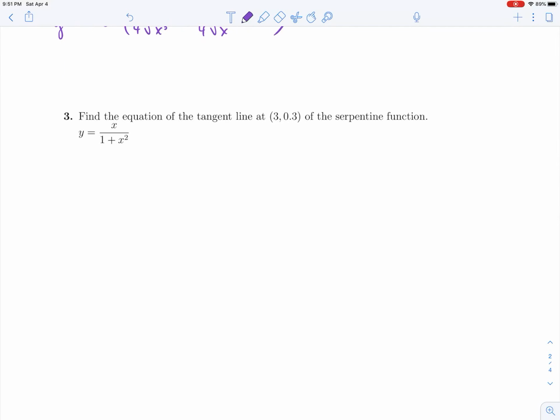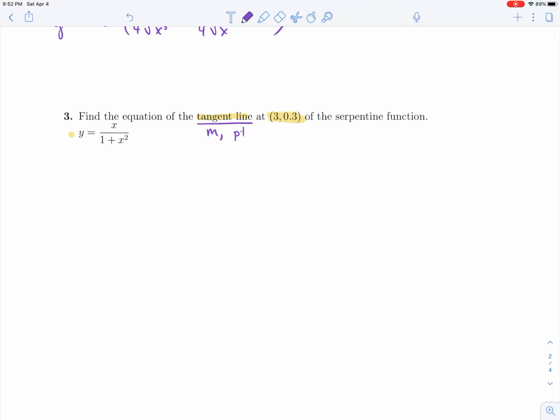The next example, find the equation of the tangent line at 3 comma 0.3 of the serpentine function. So if you graph this, then you'll see why it's called the serpentine function. It has kind of a serpentine shape. That's not a great rendition, but we can graph it in GeoGebra and look at our results. We'll do that afterwards.